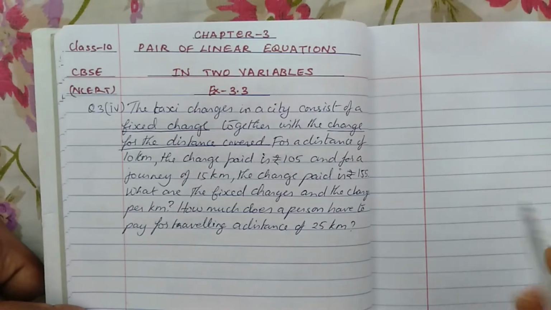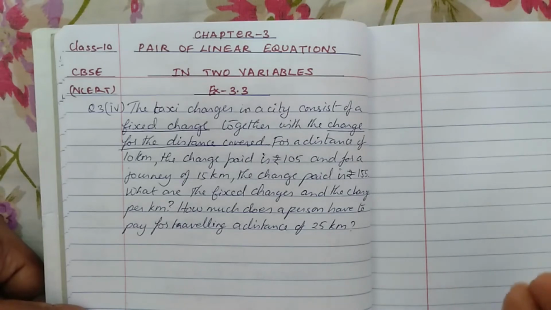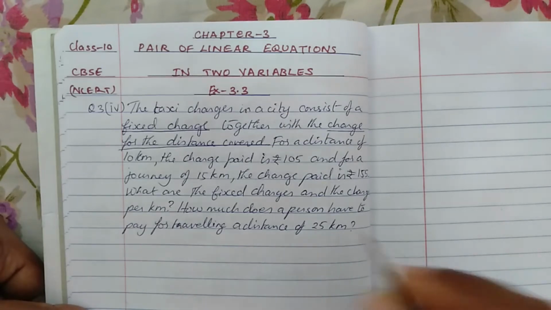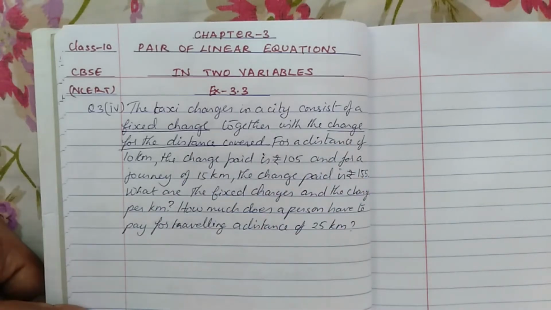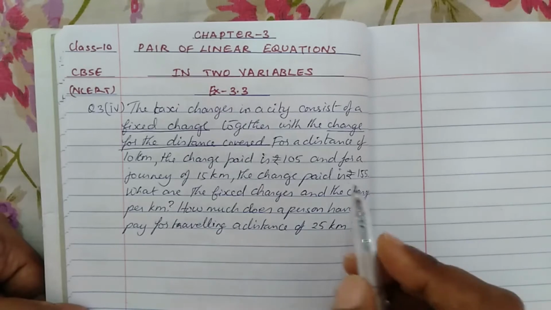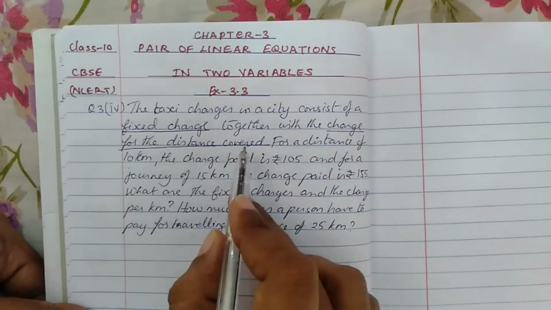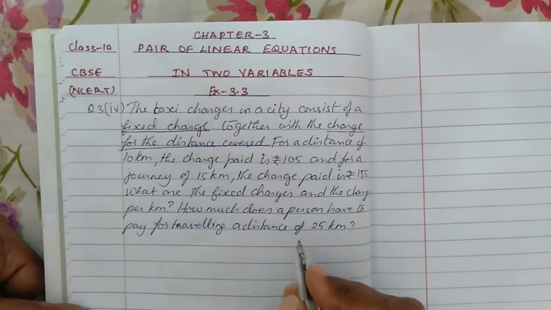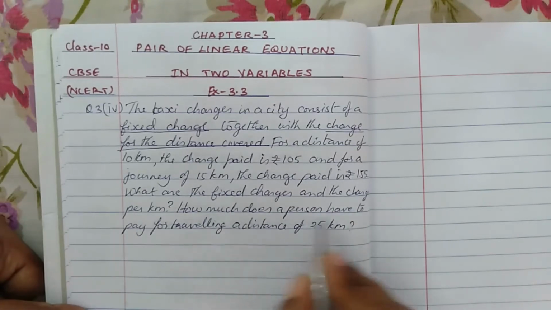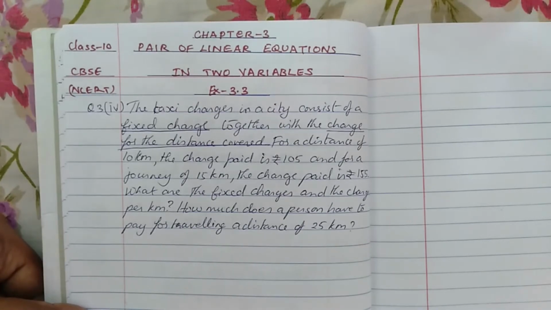Now here the taxi charge is calculated using two criteria. One is the fixed charge and the other one is the charge per kilometer, which depends on the distance they cover. So here we need to find three things: the fixed charge, the charge per kilometer, and then what amount a person traveling 25 kilometers will have to pay.